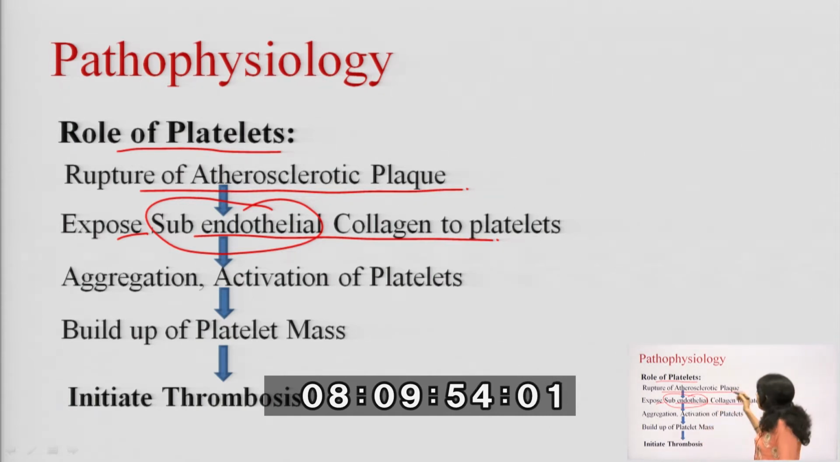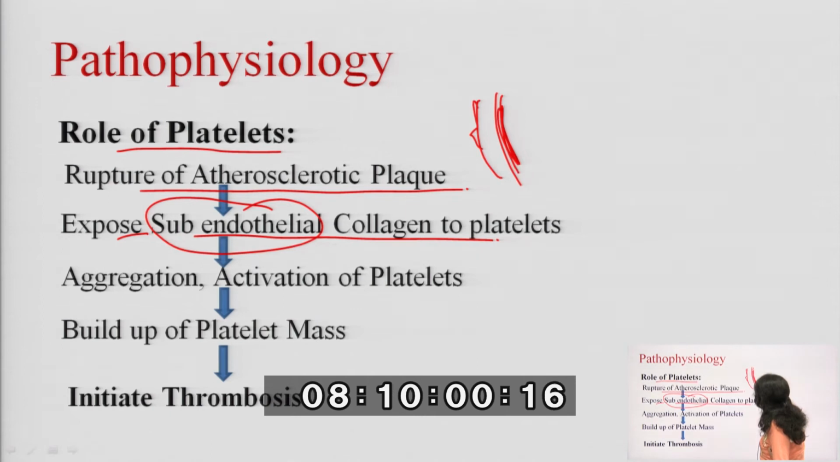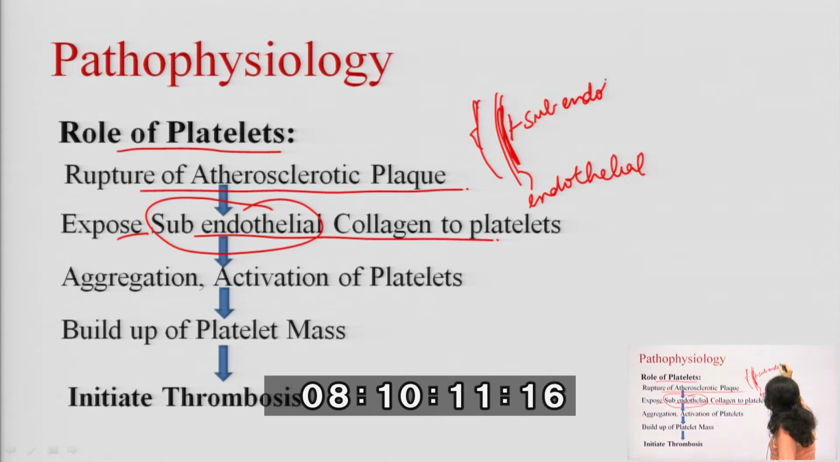Okay. See, you know the blood vessel is there, this is the blood vessel, this is the endothelial layer, the innermost layer. Then below this, this is the subendothelial layer. Now, what happens when there is a plaque deposition over here, suppose this is the plaque deposition over here.